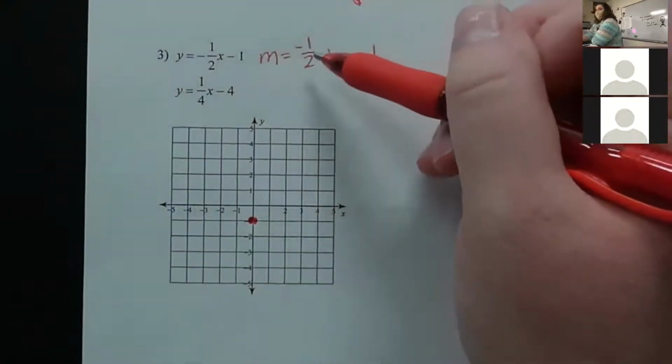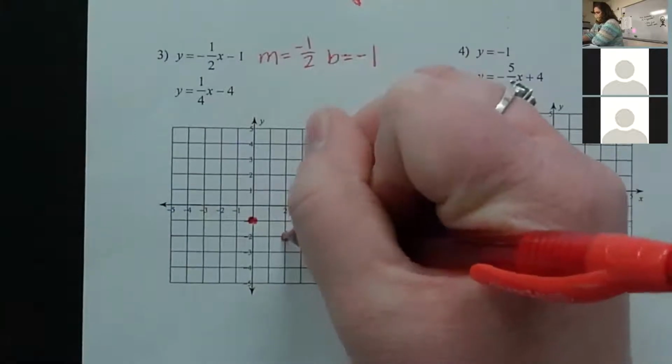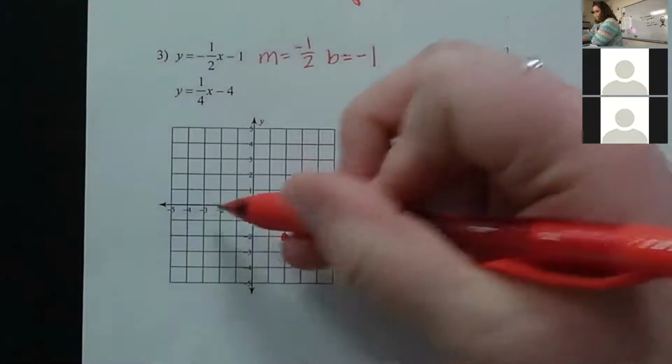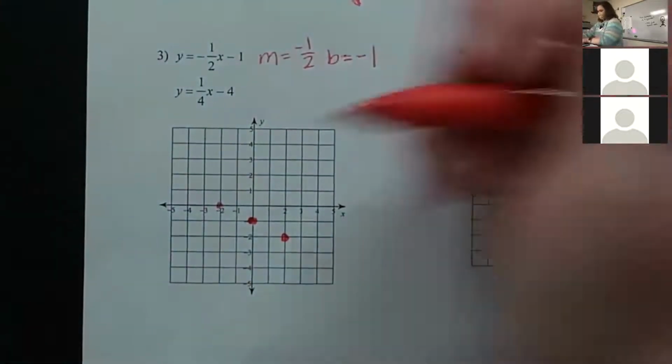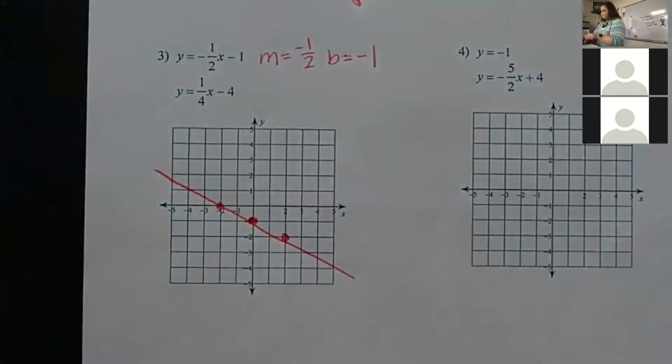Up 1 over 2. Is it up or down? Down. Down 1 over 2. Down because it's negative. Now, if I went up, I'd have to go to the left. So I could go up 1 over 2 to the left. Remember, a line is just a whole bunch of points. So all of these are just points that are on that line.